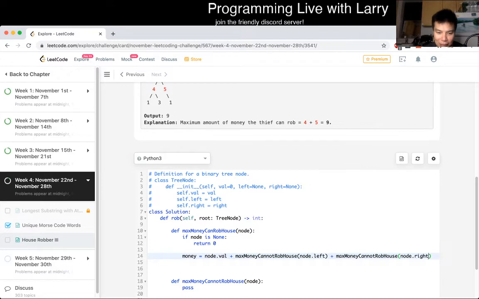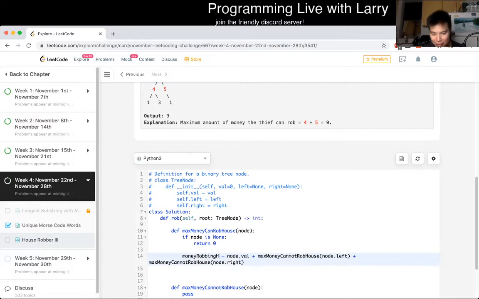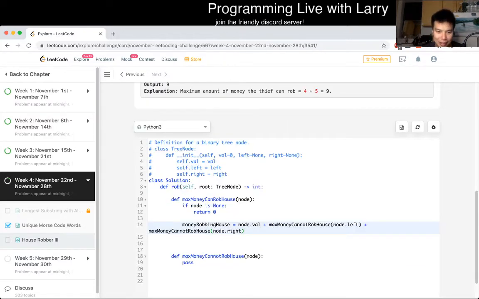Okay, so basically this is the money you get from robbing the house. I talk so much about robbing the house that I'm afraid the FBI will come knock on my door. But yeah, plus you cannot rob the next house. So you cannot rob the house to the left and you cannot rob the house to the right. But you want to get the max. So this is money robbing house.